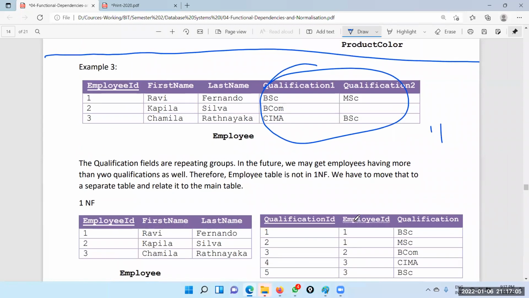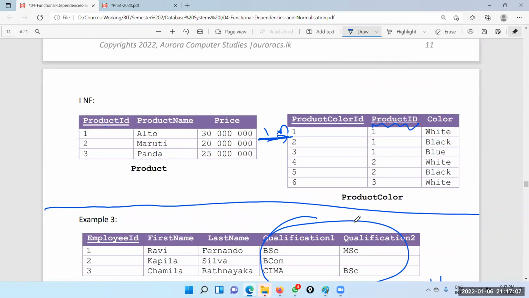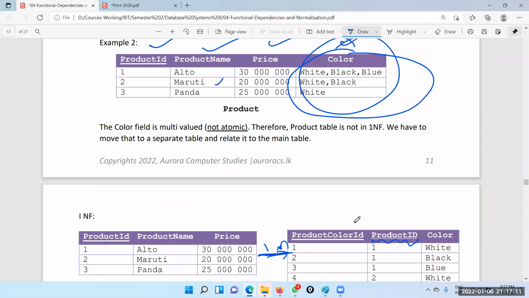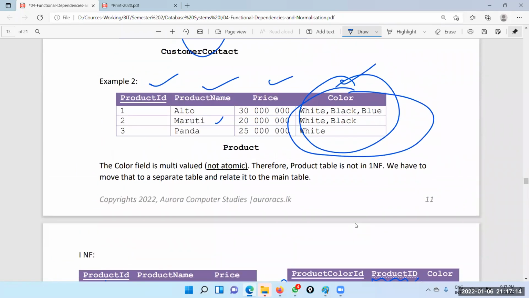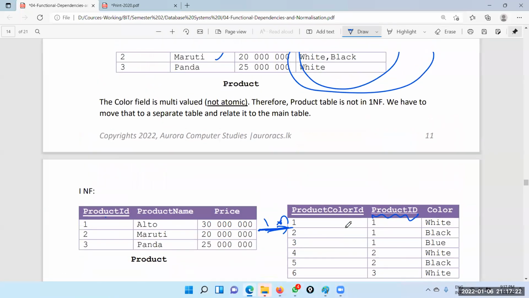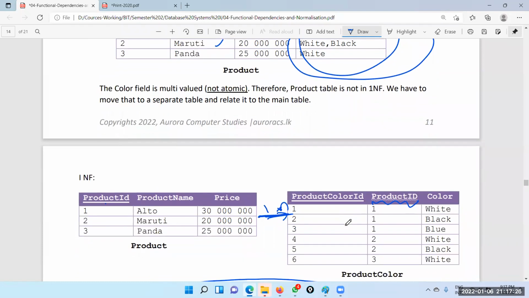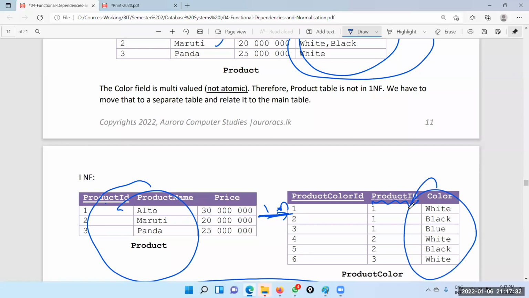Right, student information together, product information together with the color, right? You are in trouble because you can't relate it. So you are in trouble means you have to combine two tables, because your product details are in this table, color details are in this table.